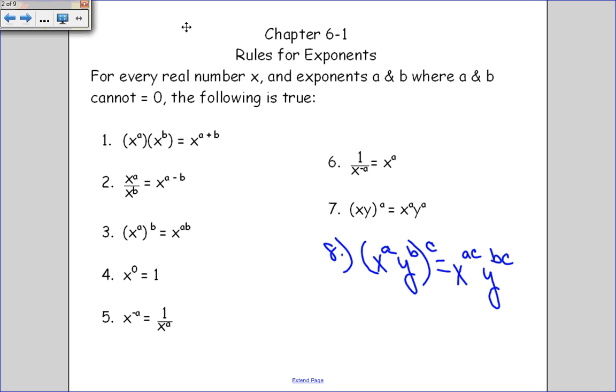Okay, the following are properties. These are review properties from pre-algebra and algebra 1. Rules for exponents. We've talked about these already this year once.